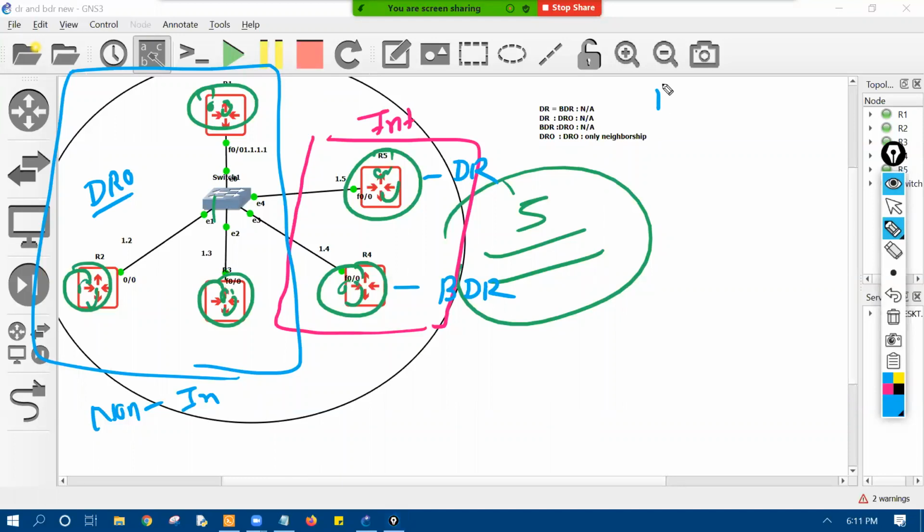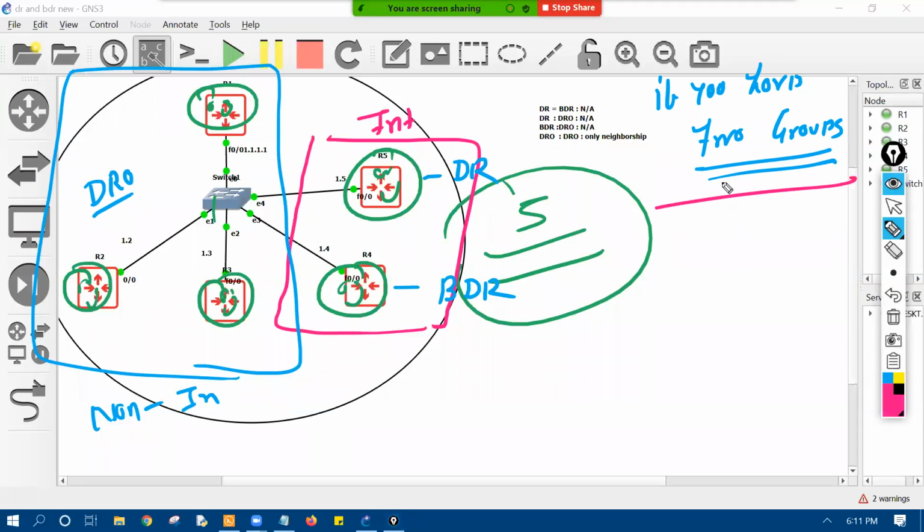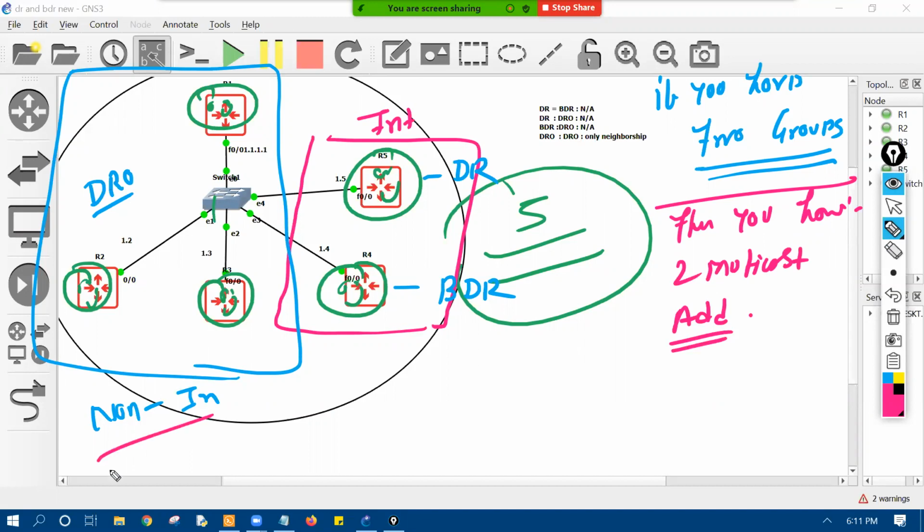So if you have 2 groups, how can we identify each group? By using a multicast address. If you have 2 groups, then you have 2 multicast addresses. As compared to RIP and EIGRP, which have a single one, OSPF has 2 because there are 2 types of people, non-intelligent and intelligent. The intelligent group belongs to 224.0.0.6, and every person, including the non-intelligent ones, belongs to 224.0.0.5.